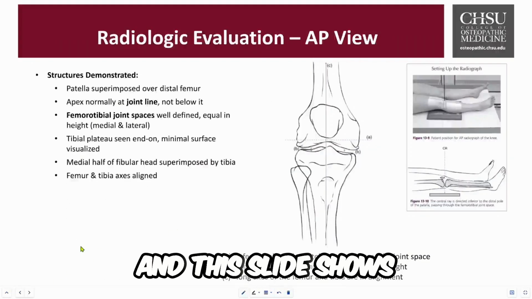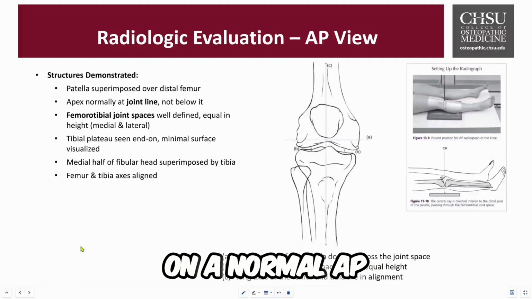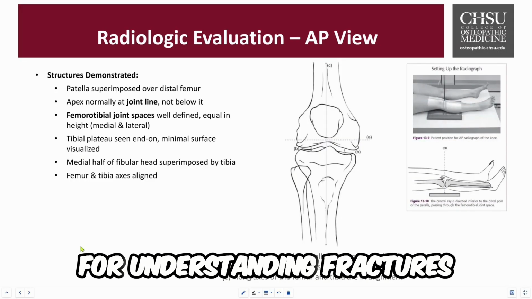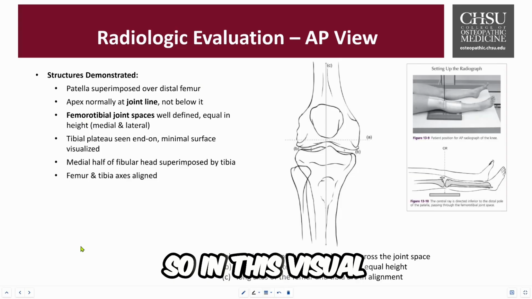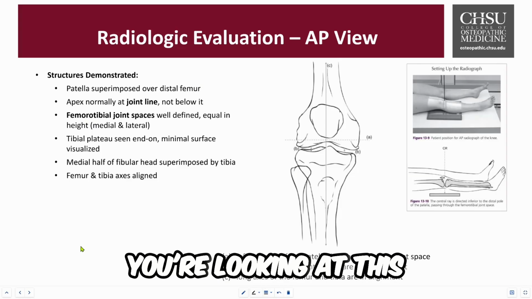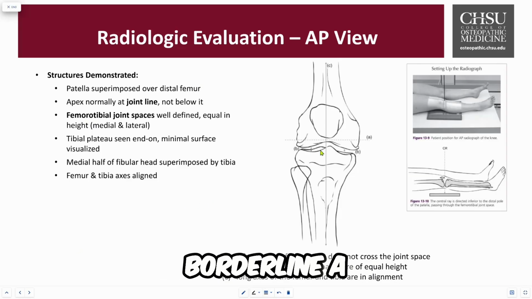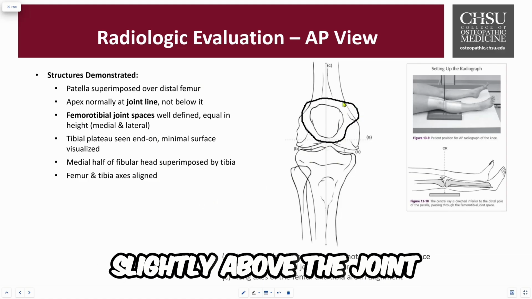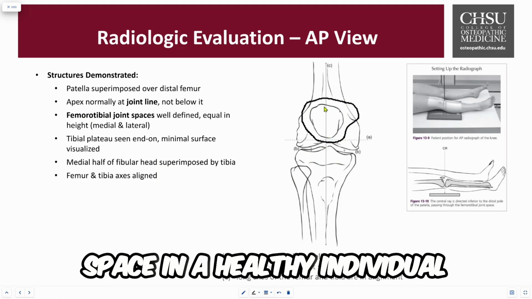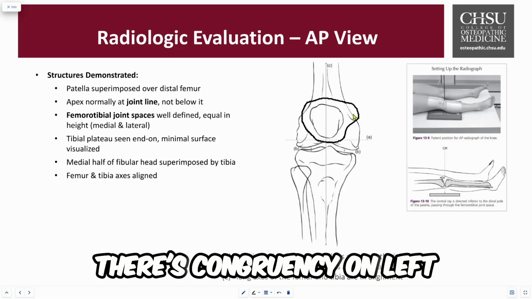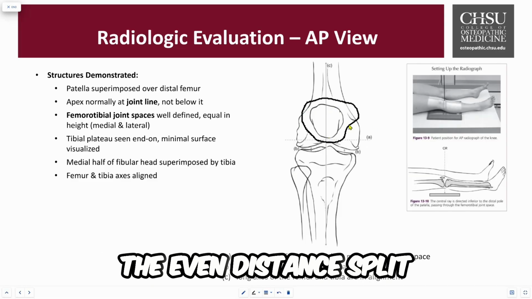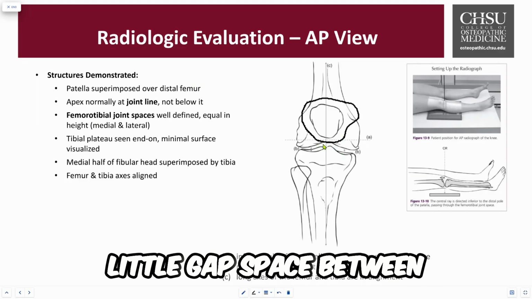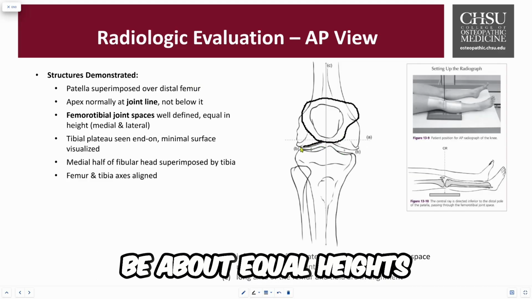And this slide shows you key anatomical landmarks on a normal AP knee x-ray, which is key foundational for understanding fractures. So in this visual, you're looking at this borderline A, which represents the placement of the patella. It should be slightly above the joint space in a healthy individual. There's congruency on the left and right side, about an even distance split. Letter B represents the little gap space between the medial and the lateral joint space, which should be about equal heights.